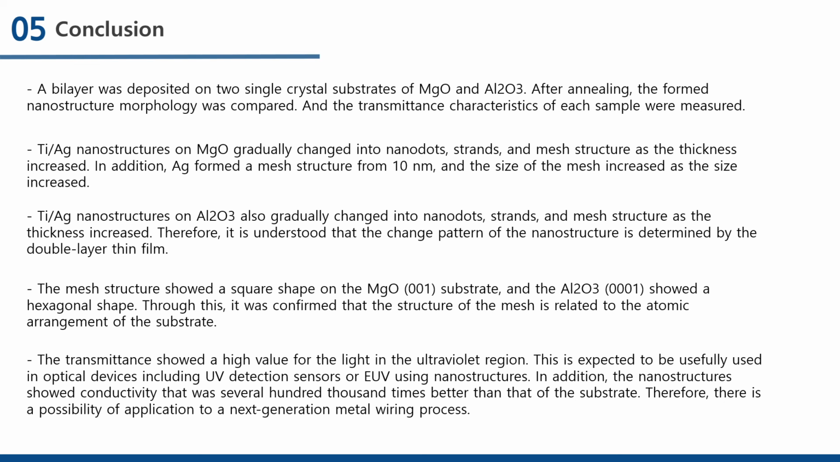This transmittance showed a high value for the light in the ultraviolet region. This is expected to be usefully used in optical devices including UV detection sensors or EUV using nanostructures. In addition, the nanostructure showed conductivity that was several 100,000 times better than that of the substrate. Therefore, there is a possibility of application to a next generation metal wiring process.